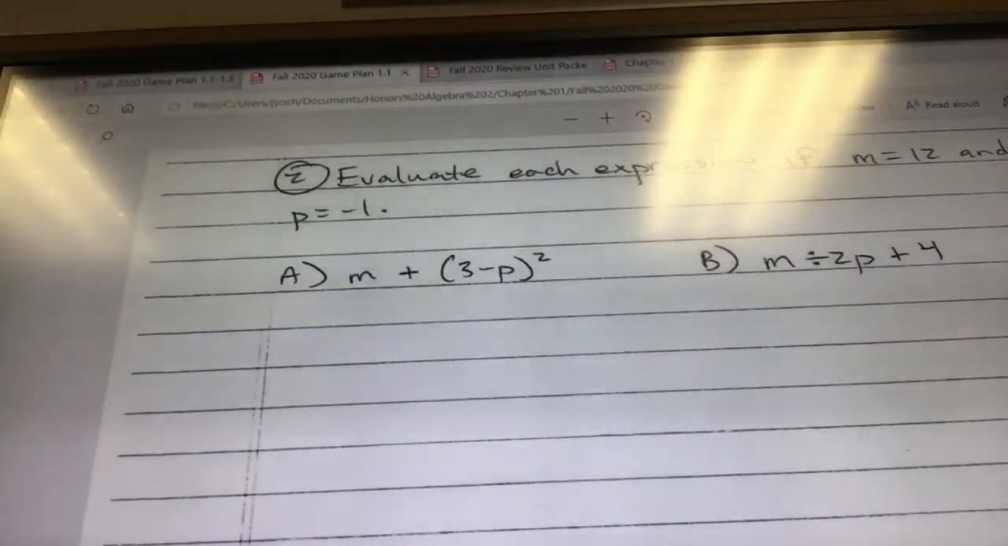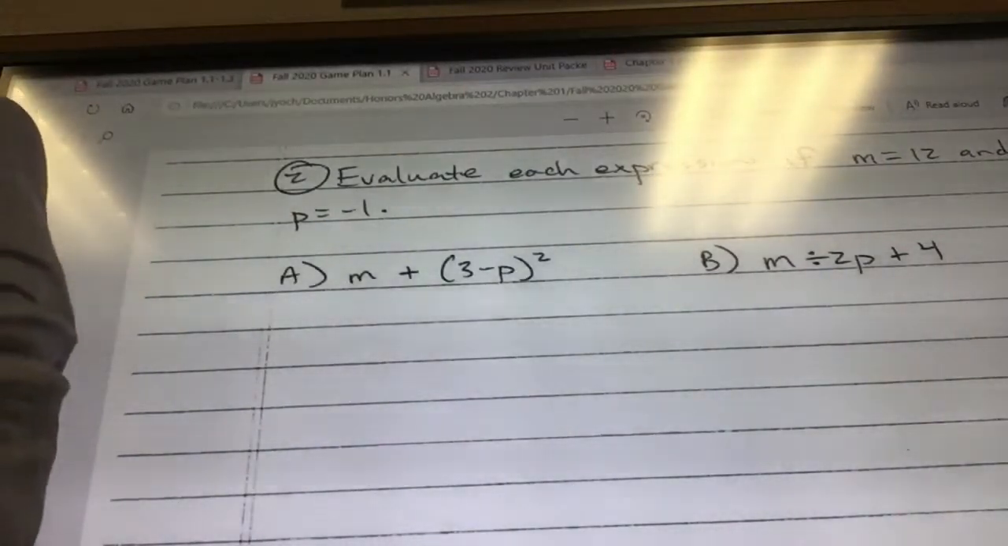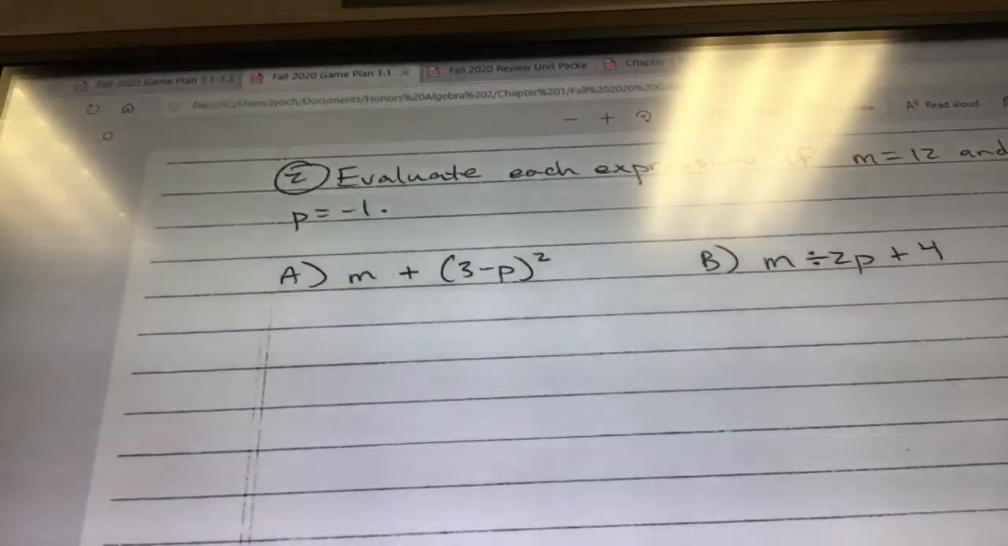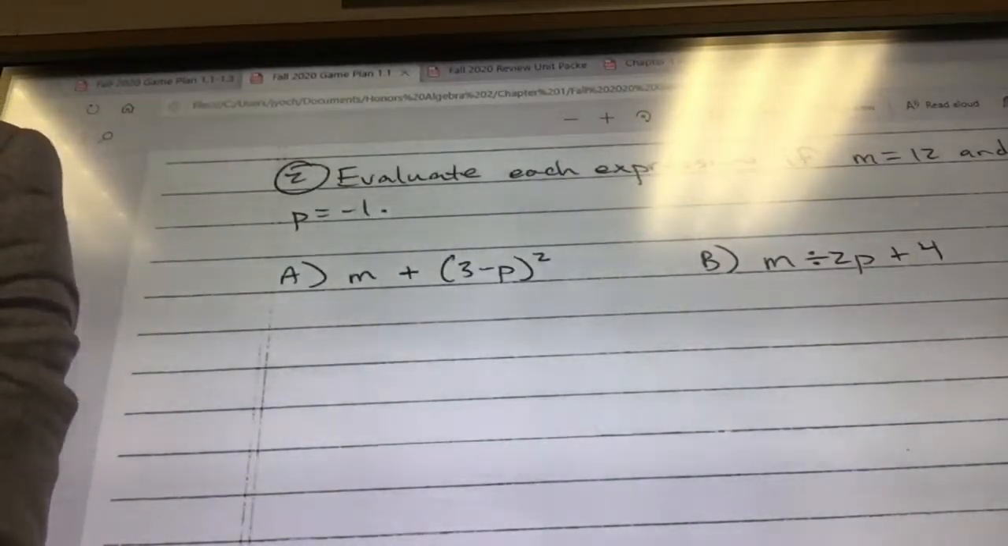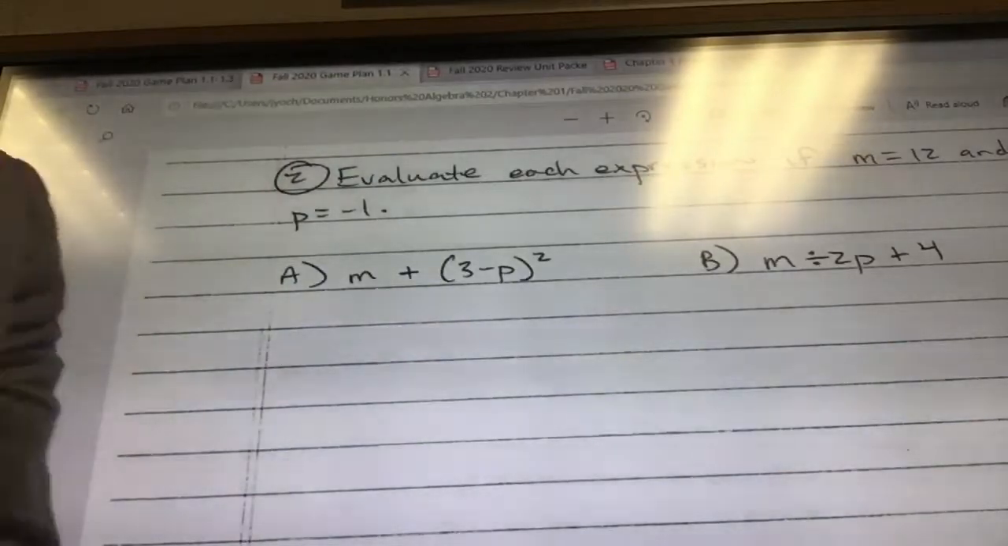All right, Honors Algebra 2, welcome to your video for your game plan, section 1-1 to 1-3, pages 1 through 6-ish, maybe 7. Anyway, this is still in your notes section.